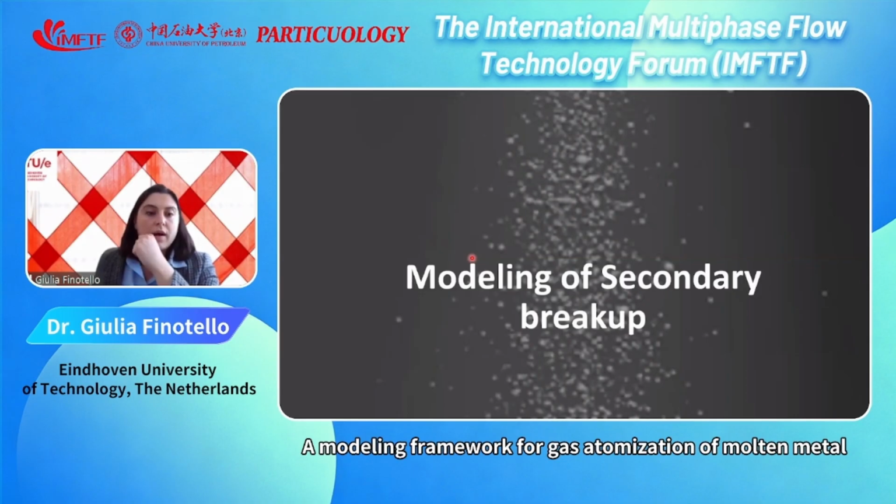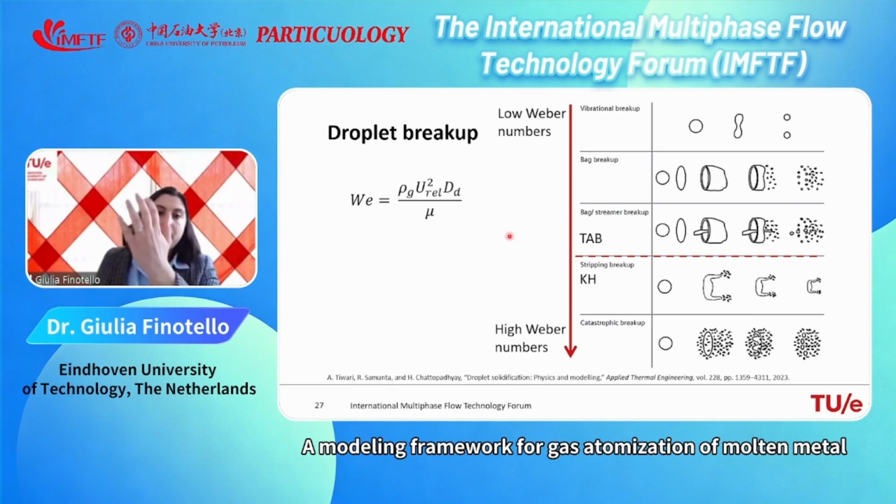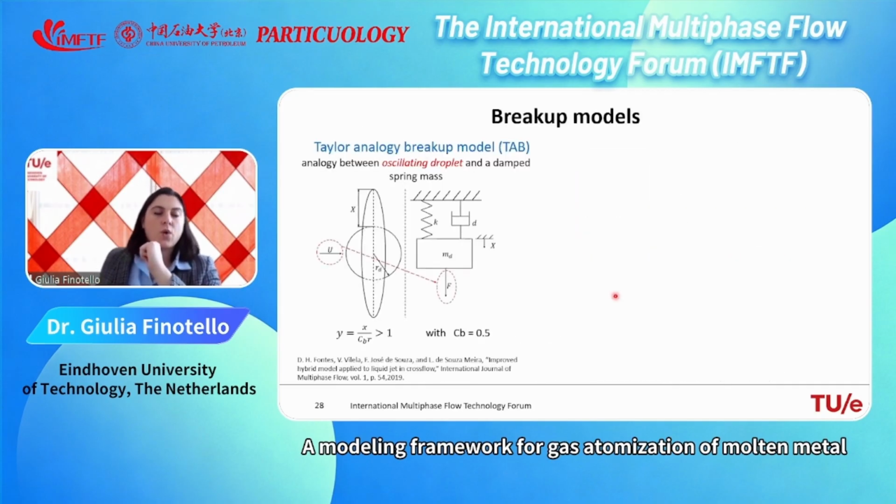So let's go a bit more in detail into the modeling of the secondary breakup. Again, we come back to the fact that we need a model for droplet breakup. Usually, in this case too, it is divided by low Weber number and high Weber number. For low Weber number, the TAB model is used, and for high Weber number, the KH model is used. And what are these TAB and KH? Probably many of you already know. They are very typical breakup models.